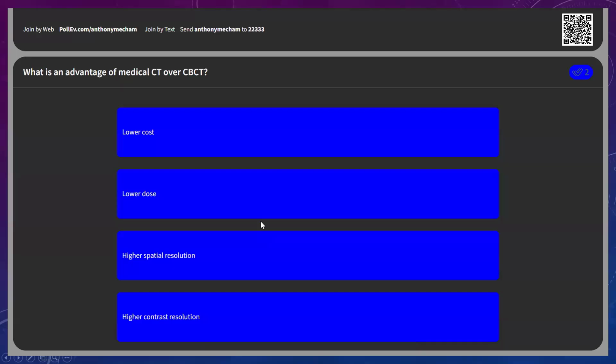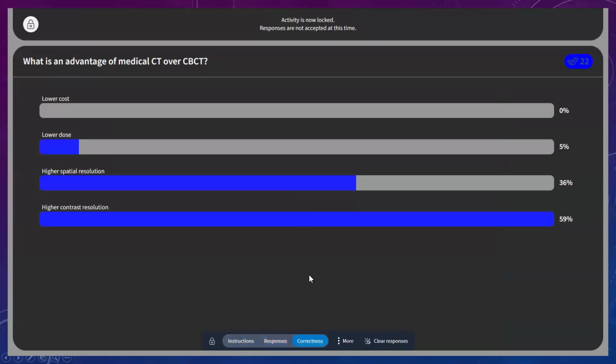What was an advantage of medical CT over cone beam CT? And yeah, the higher contrast resolution was the big one. We said cone beam CT is as high or better spatial resolution, but that additional noise, as well as the significantly lower mA, is what gives medical CT a better contrast resolution.